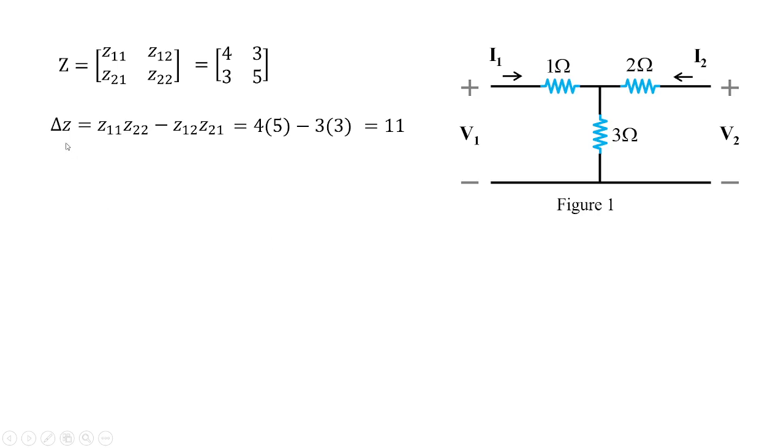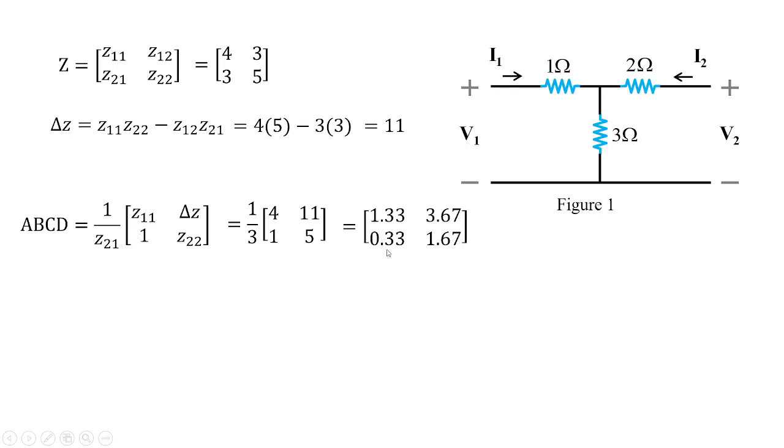Now the delta Z, you can get the value of delta Z, which is obtained to be Z11 multiplied with Z22 minus Z12 multiplied with Z21. So it will give you the value as 20 minus 9, that is 11. Now with this I can get the value of ABCD parameters with the table conversion.